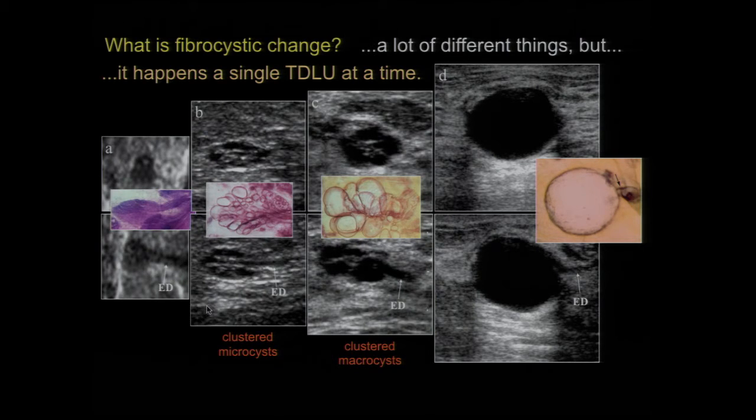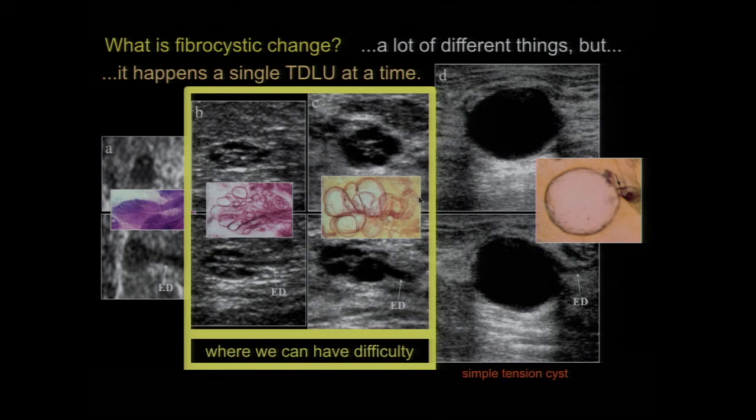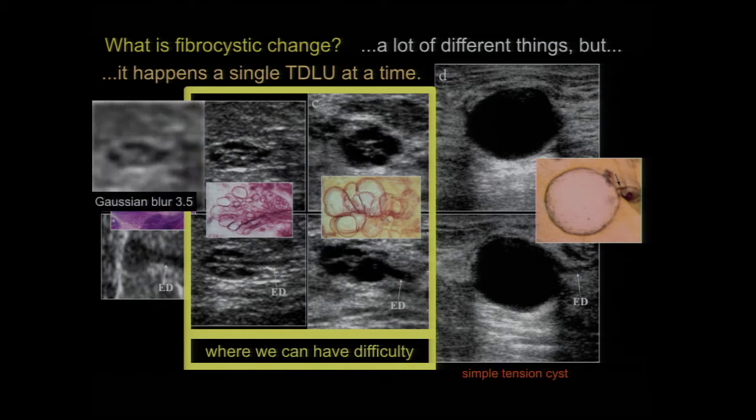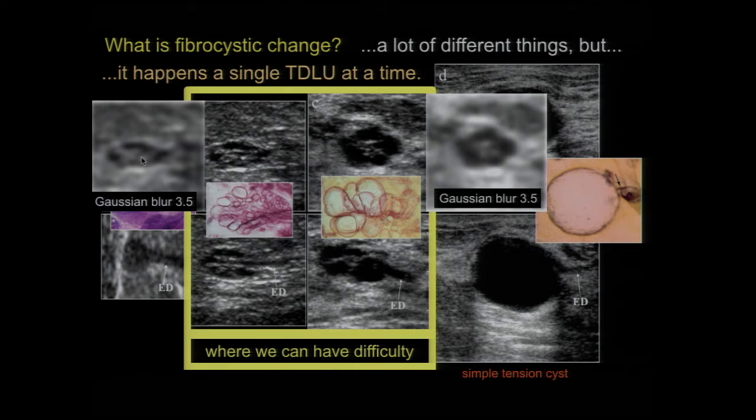As the degree of fibrocystic change gets worse, the acini get bigger and the walls between them rupture, and ultimately you can wind up with a simple tension cyst, usually because of twisting of the duct. Well, we don't have any problem with normal TDLUs. We don't have any problem with simple cysts. But in between here, we can have problems because this white fibrous tissue can volume average with the black microcysts. And the microcysts can be narrower than the beam, so if you volume average white fibrous tissue with black cysts, you get gray tissue.